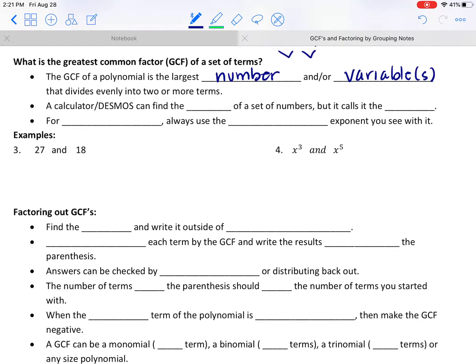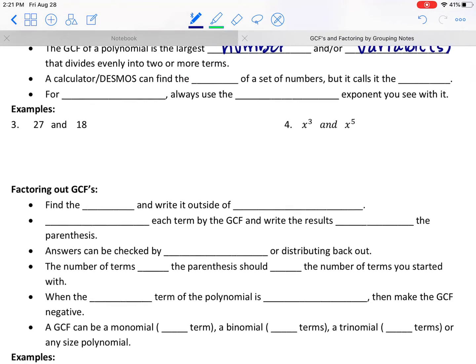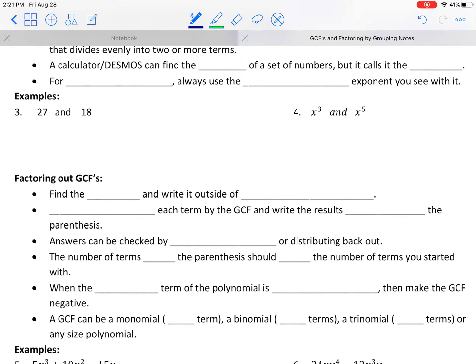Okay, so let's look at 27 and 18. And I know I missed some blanks there. We're going to come back to them. 27 and 18, if I said, tell me what the GCF is, tell me what is the biggest number that divides evenly into 27 and 18, I'm hoping you can look at those and know that 9 is the greatest common factor.